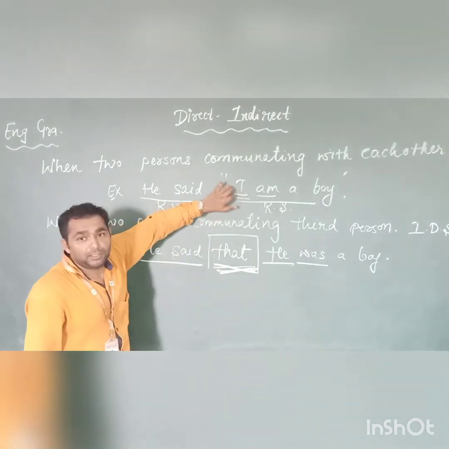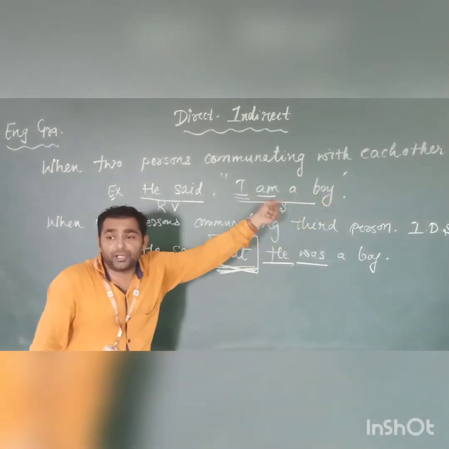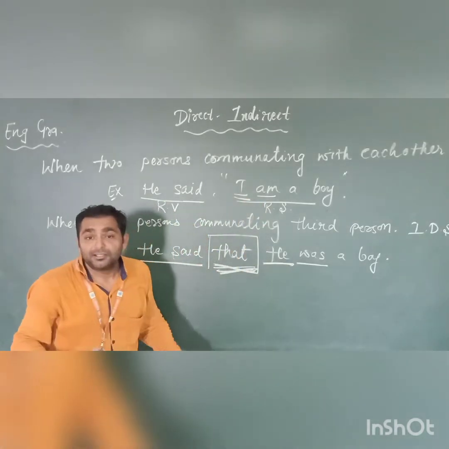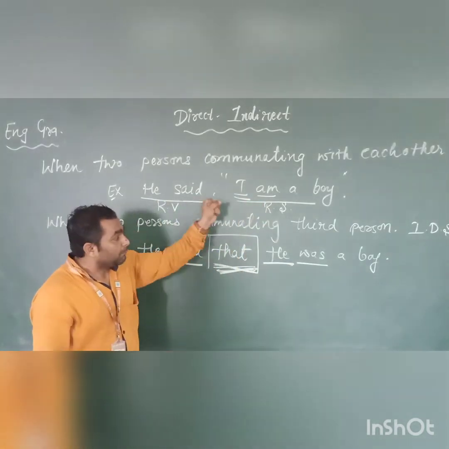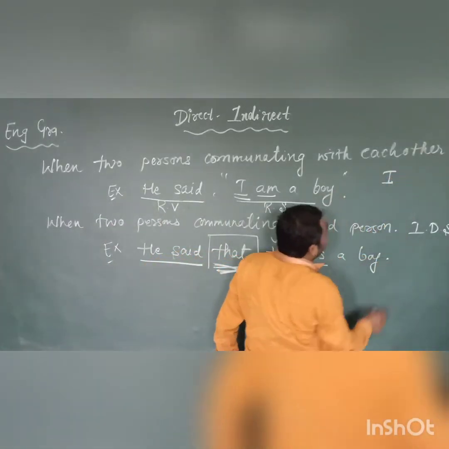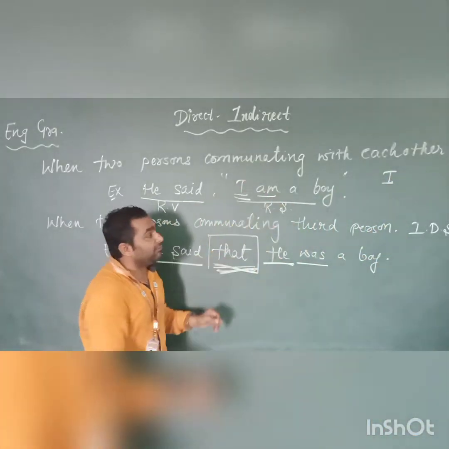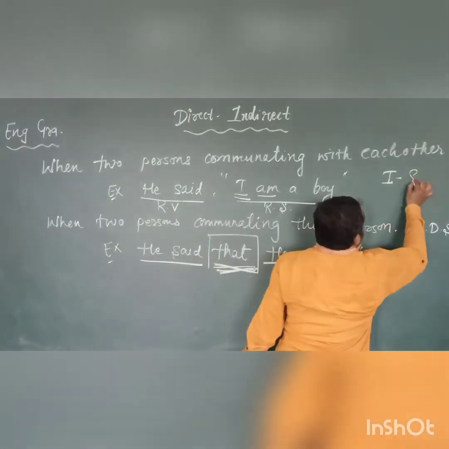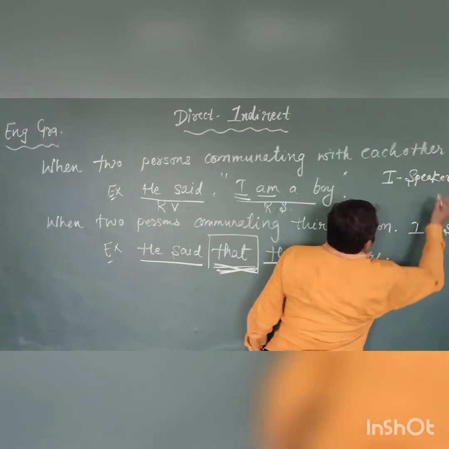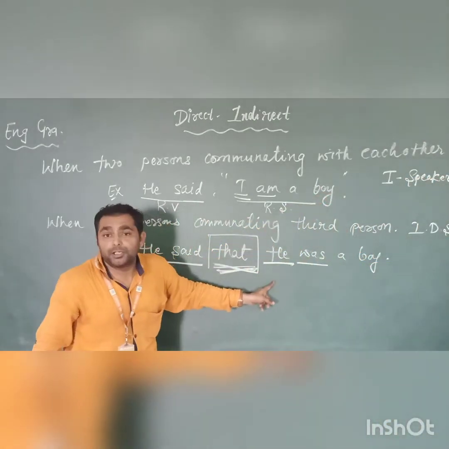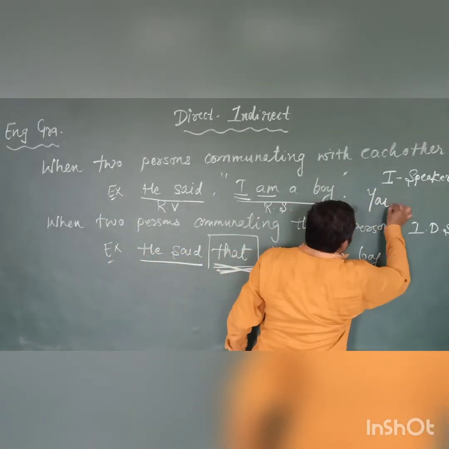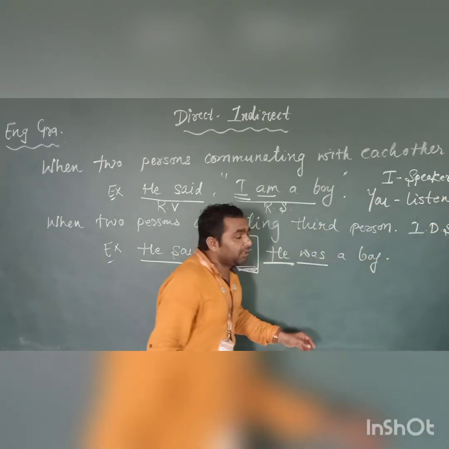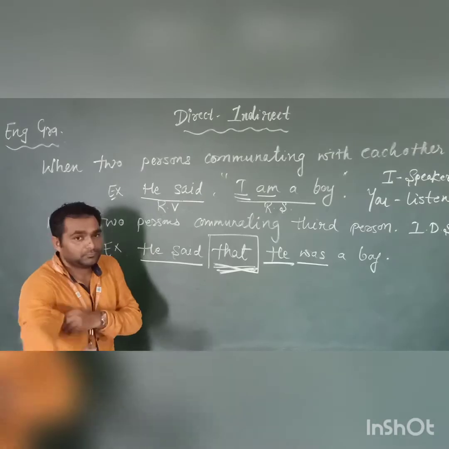Now here I have written I am a boy, but whenever we change from direct to indirect, at that moment I becomes he. Why is this kind of change there? Because there is one more rule: whenever in your sentence, that means the second part, I is there, at that moment according to the speaker we put the pronoun over here, and whenever you is there in your sentence, according to the listener we use the pronoun over here. Here I have I.